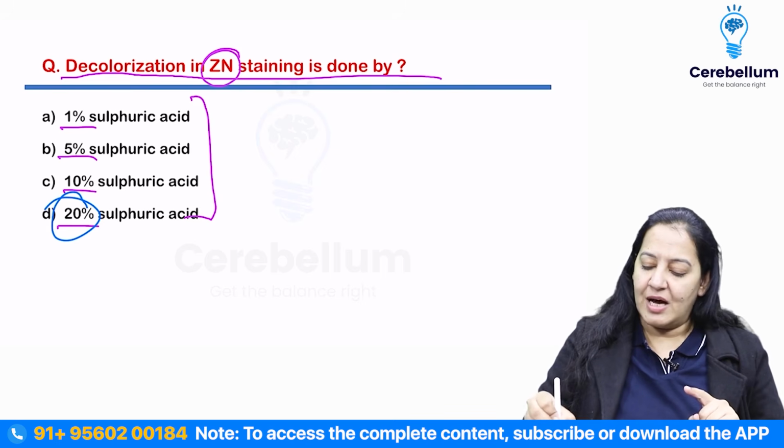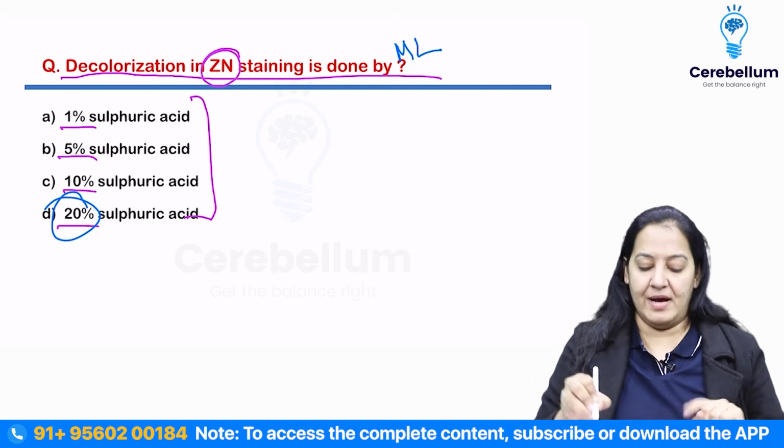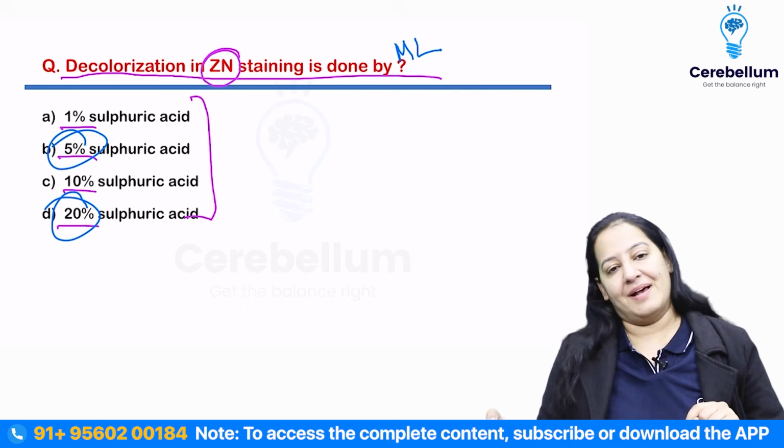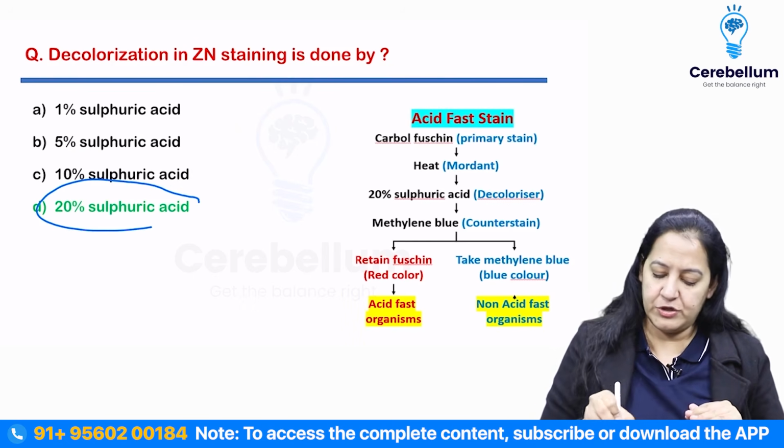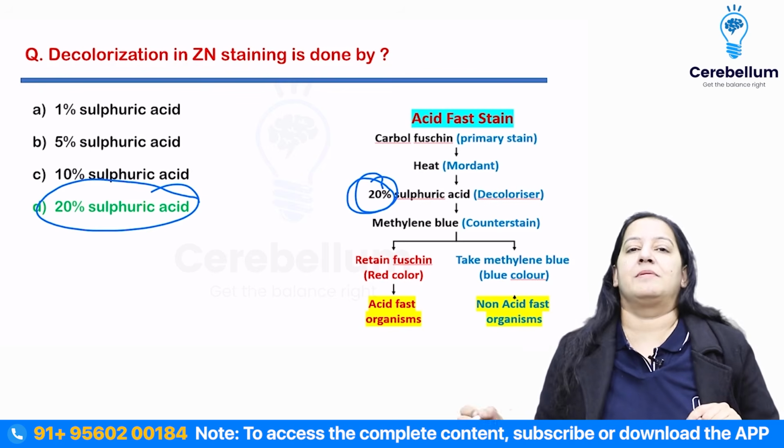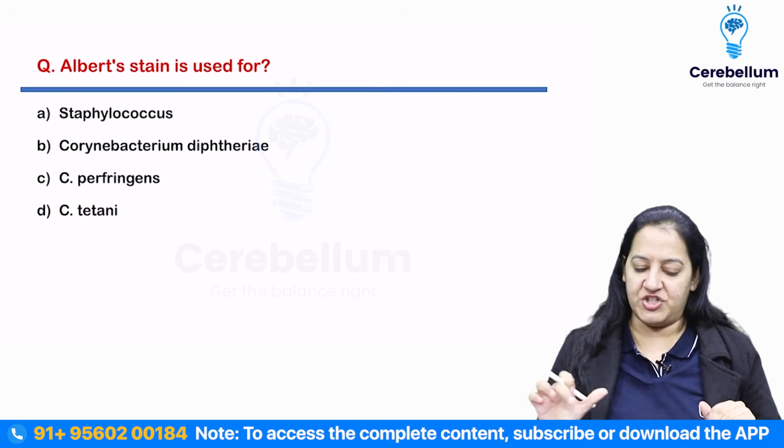But if the same question is asked for Mycobacterium leprae, my answer will become 5%. In this way, we can make it out. Here nothing is written, so I will go with 20%. So standard is 20%, but there are some exceptions, I have mentioned that.